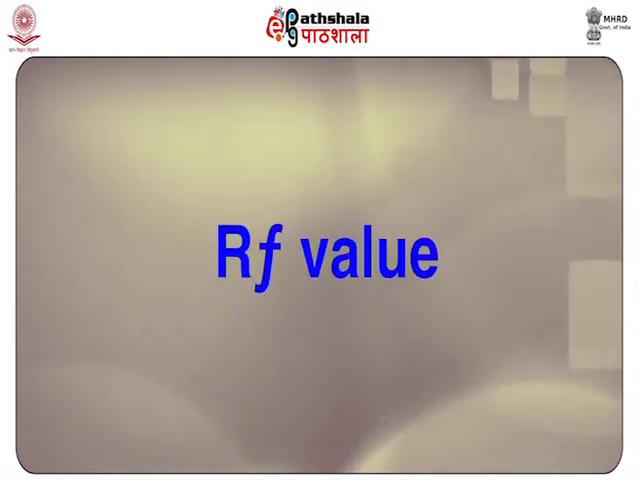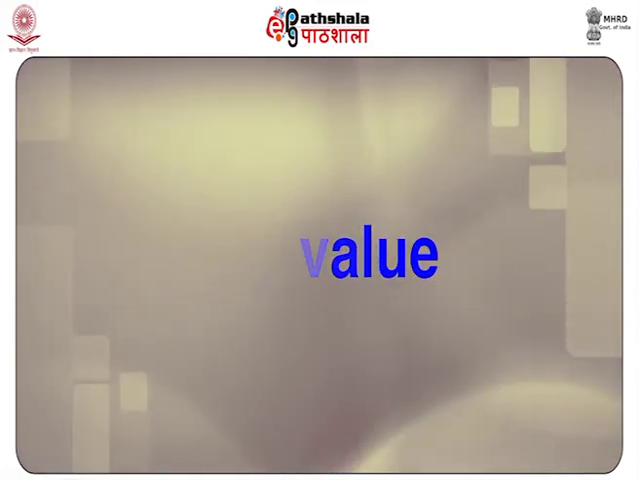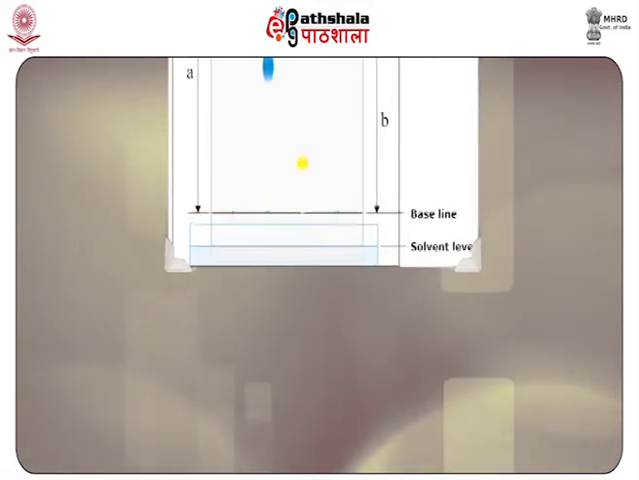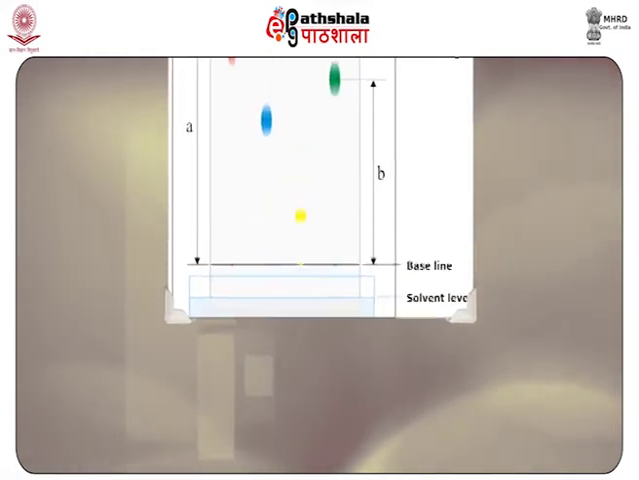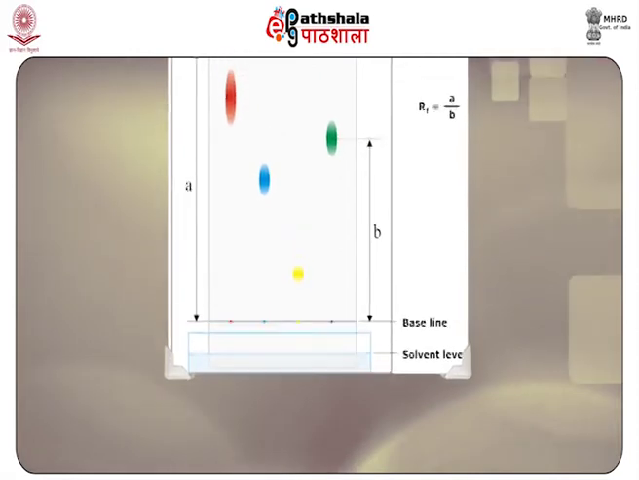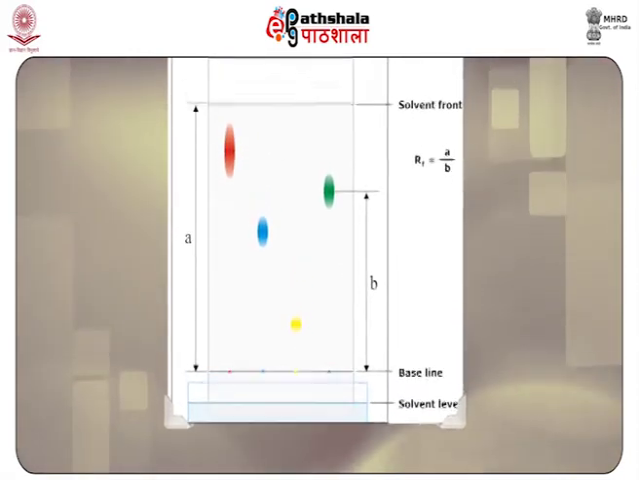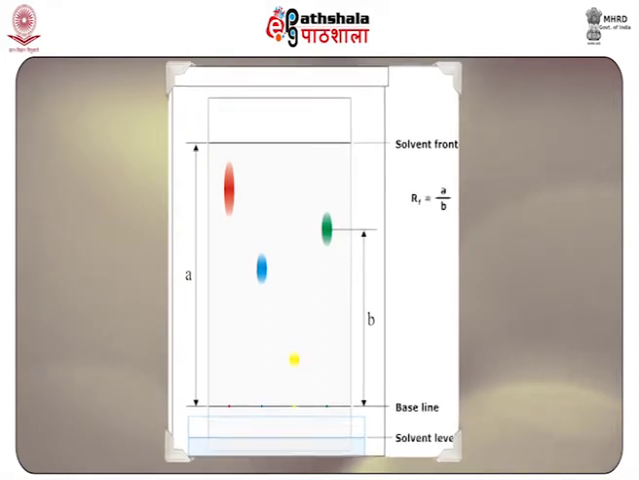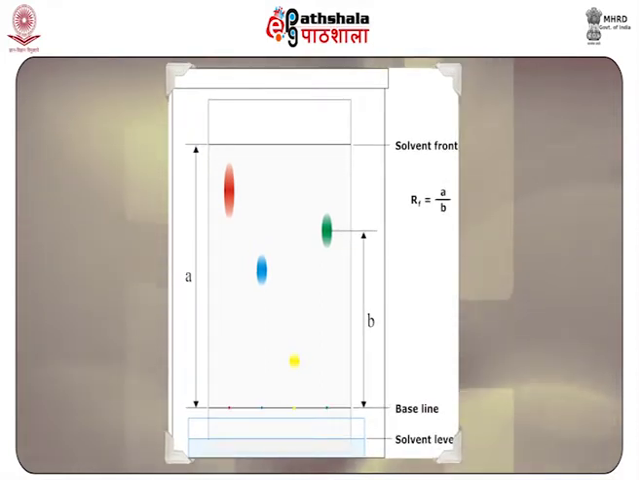Now, we'll study the RF value. The retention factor, or RF, can be defined as the ratio of the distance traveled by the sample component to the distance that is traveled by the solvent. RF values are generally denoted as a fraction up to 2 decimal places.